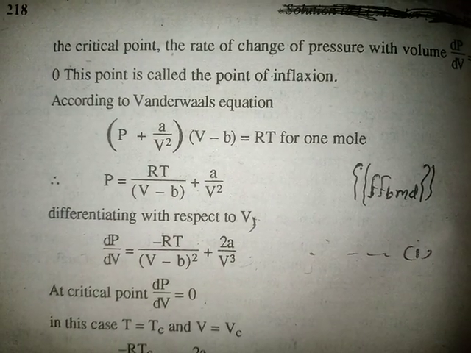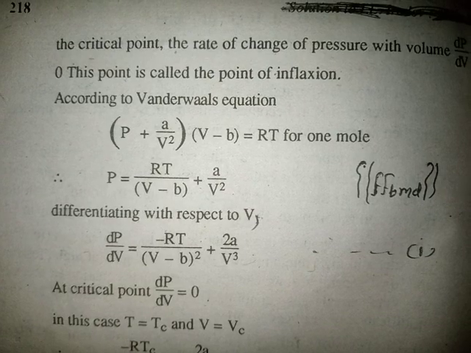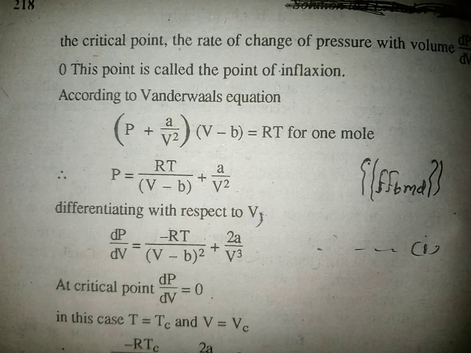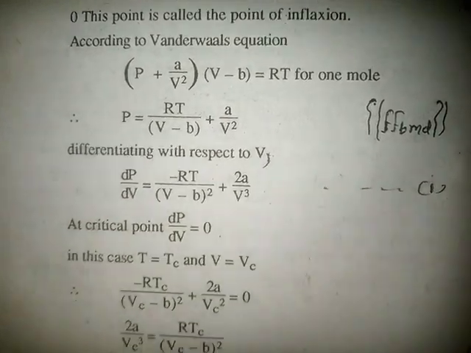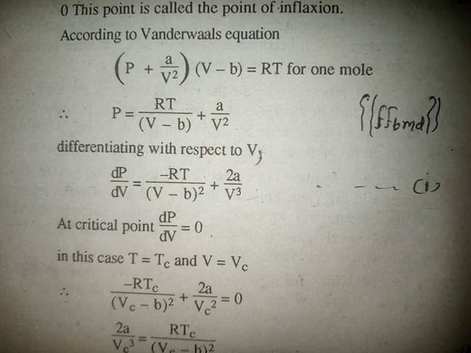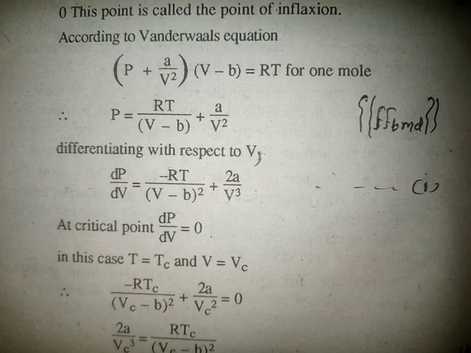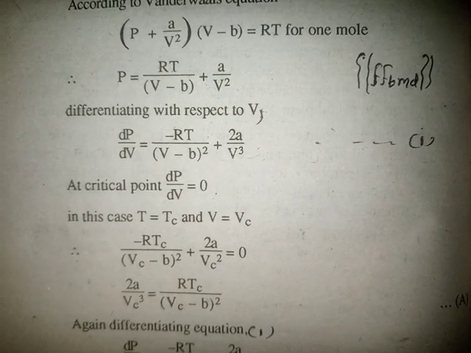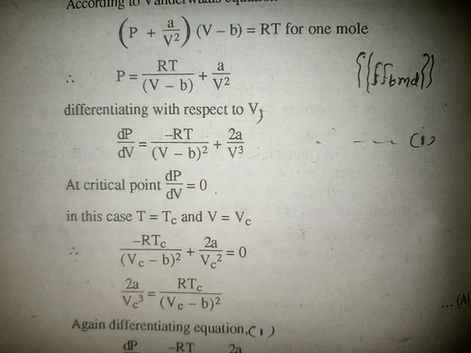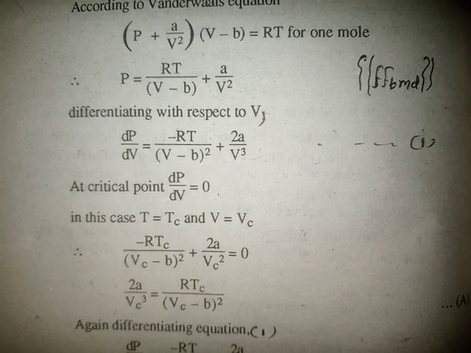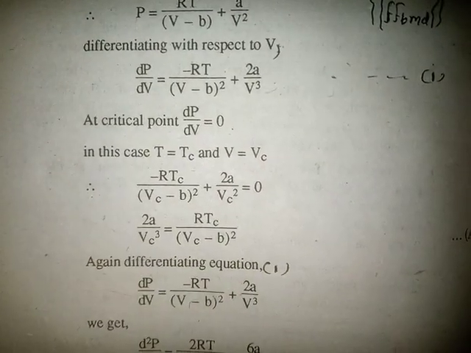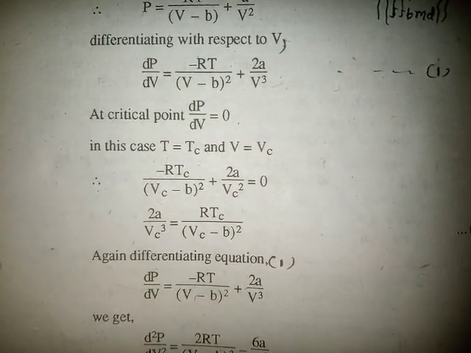According to the van der Waals equation, (P plus a by V squared) into (V minus b) equals RT for 1 mole, and P equals RT by (V minus b) minus a by V squared. Differentiating with respect to V, we have dP by dV equals minus RT by (V minus b) whole squared plus 2a by V cubed. Equation 1.